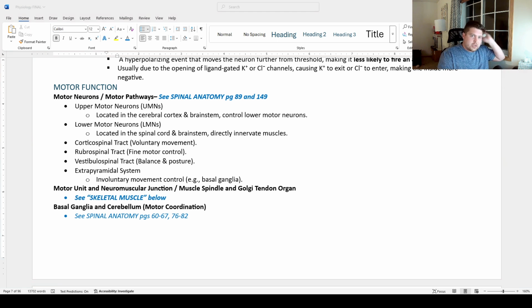Motor function. So a lot of this is already covered in the spinal anatomy section, so I'm not going to go super deep into this. Just going to touch on the things that potentially could get asked. So upper motor neuron versus lower motor neurons. Upper motor neurons are the cerebral cortex and the brainstem, and they're the ones that control the lower motor neurons. So you could say this is the central nervous system. Lower motor neurons are kind of spinal cord, brainstem, and they directly go and they innervate the different muscles.